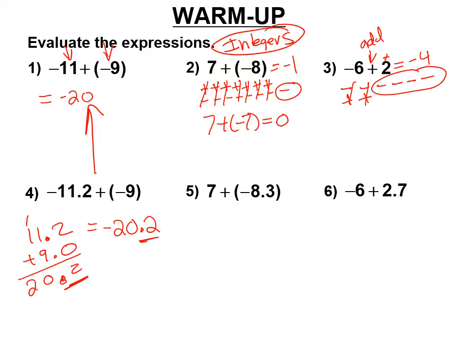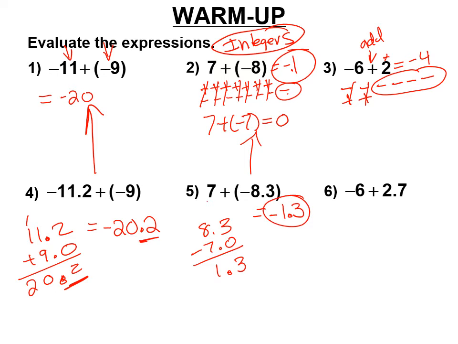The next one: the one above it, when we had 7 positives plus 8 negatives, we got negative 1. So we better get an answer around that. We're canceling here. I don't like to say it as subtraction, but in fact, when you do this, you're going to be subtracting. You get 1.3 here, but it's not 1.3. It's negative 1.3, or negative 1 3/10, because there's 1 3/10 extra negatives in that problem.